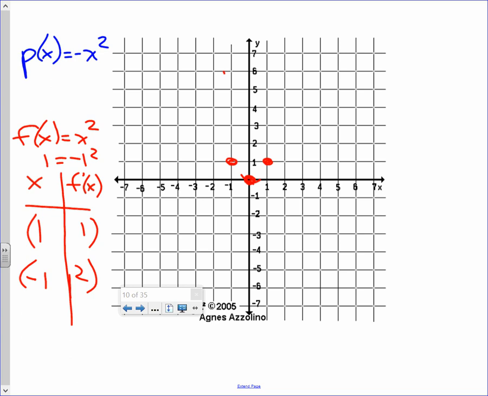Let me do another one. If x is 2, what does y become? F of x. Remember, f of x means y. Y and f of x mean the same thing. So if x is 2, what's 2 to the second power? It's 4.